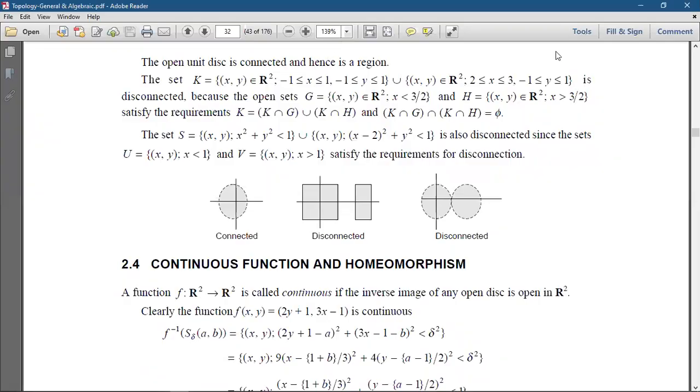Now let us see one example on that. The open unit disk is connected, and hence is a region also. Now you can see here, if we take any two points inside this disk and connect them, all points lie inside that disk. That's why this is connected.